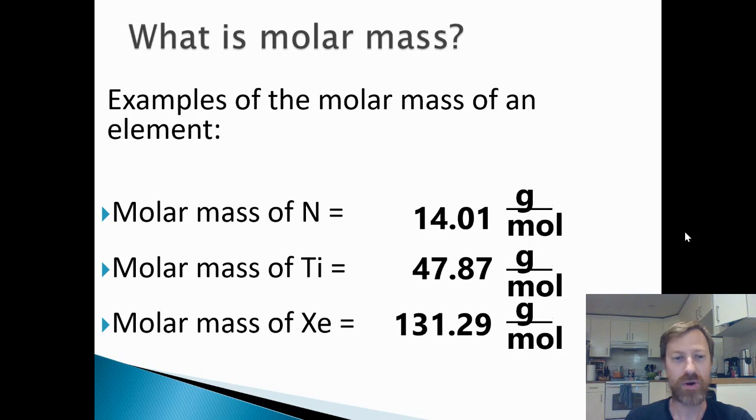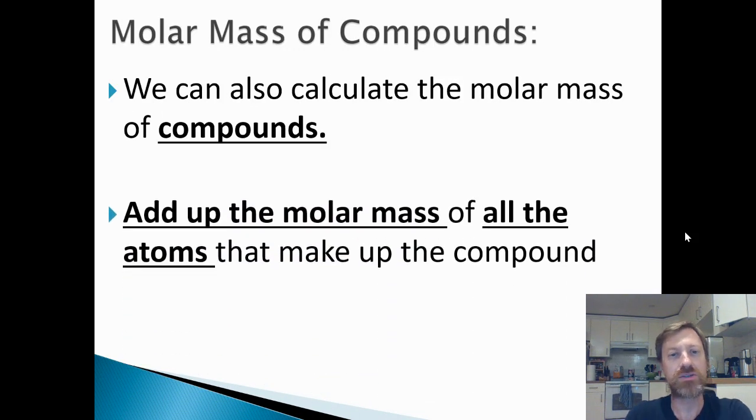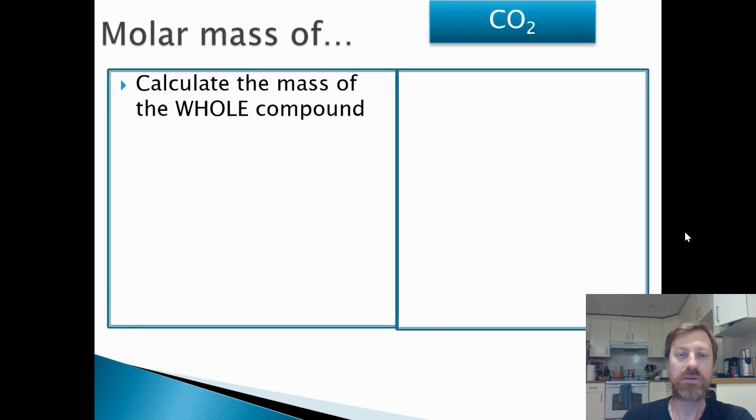Compounds just take one more extra step. What you need to do for the molar mass of a compound is add up the molar mass of all the atoms that make up the compound. Here's how we're going to do that. For example, for carbon dioxide, CO2, in order to calculate the molar mass of the whole compound, step one is just to count the number of each atom.